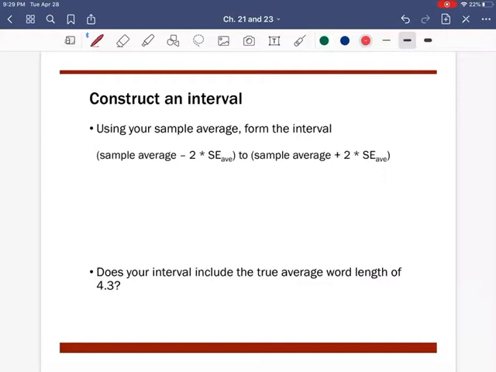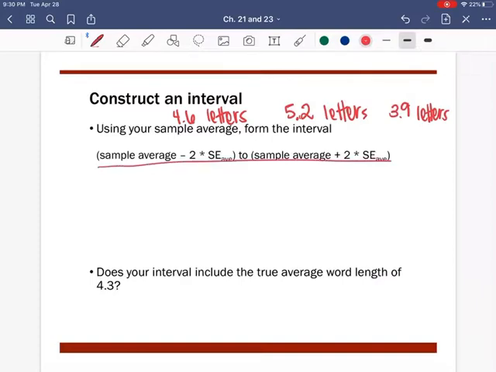So using your sample average, we didn't actually get a sample average because we're not in class, so I didn't have you do this. So let's just say our sample average was 4.6 letters. And let's say another person had a sample average of 5.2 letters. And another person had a sample average of 3.9 letters. Okay. Let's construct this interval here.